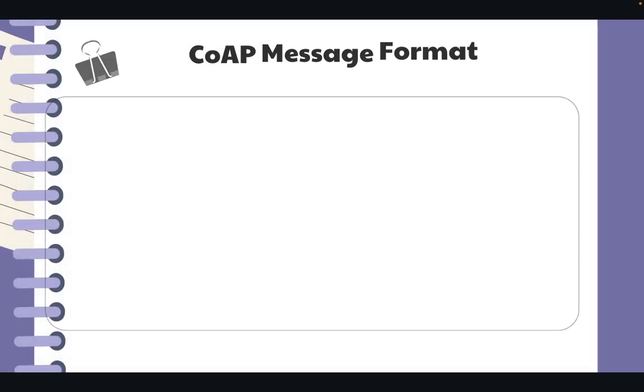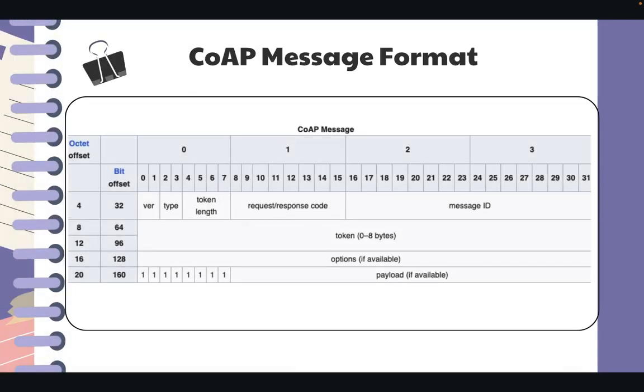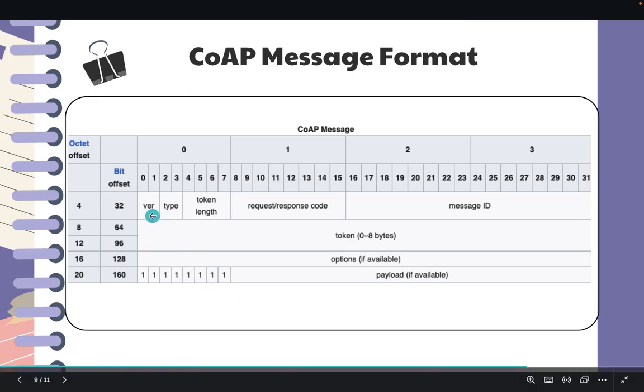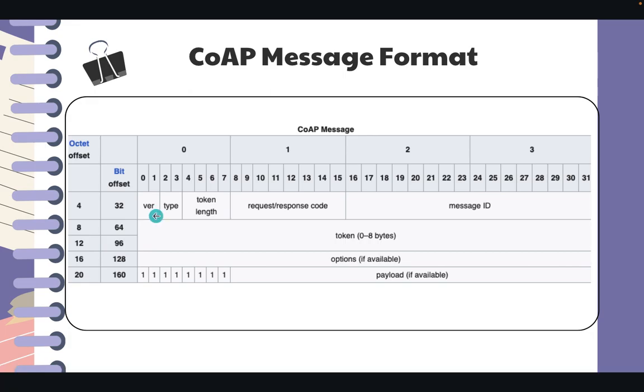Now let us discuss the message format that we have in CoAP. Here we have some important terms, that is VER. VER stands for version of the protocol. It is a 2-bit unsigned integer. It mentions the CoAP version number. Next, T stands for type. It is a 2-bit unsigned integer. It indicates the message type.